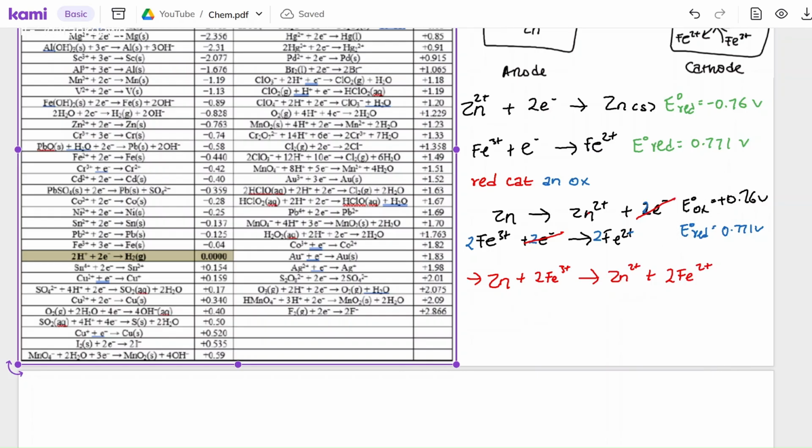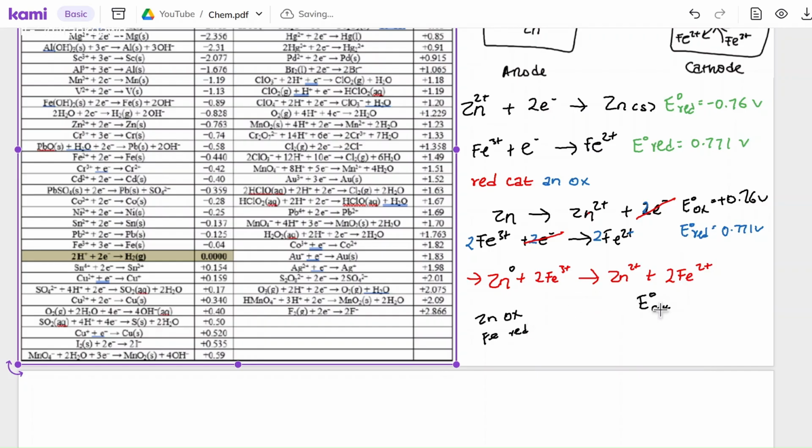And in order to get the standard potential, this time when we write the E, it's not going to be a reduction potential, it's just going to be an E cell, since it's a full reaction now. Over here, the zinc is getting oxidized because it goes from a charge of 0 to a charge of 2+. So zinc is getting oxidized while Fe goes from a charge of 3+ to a charge of 2+. So iron is getting reduced.